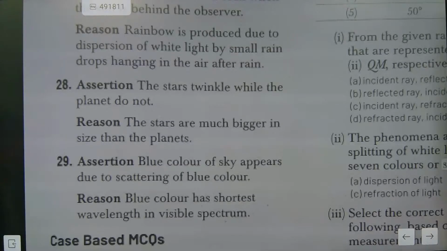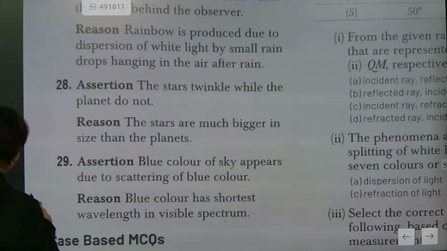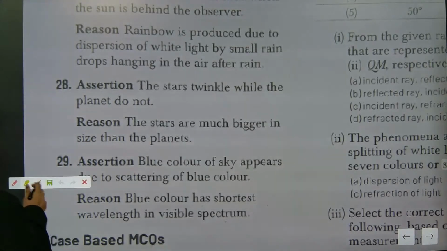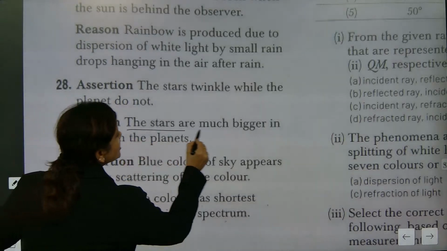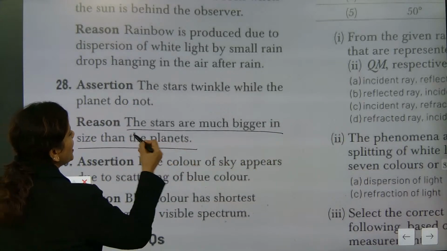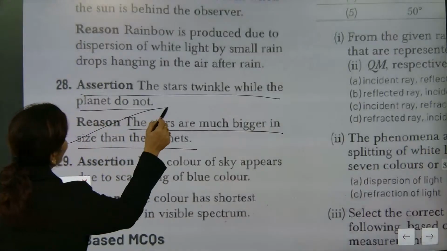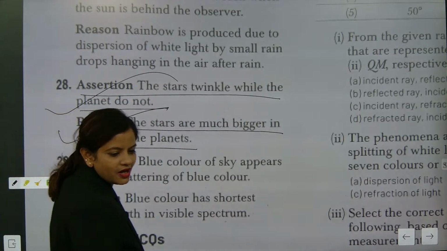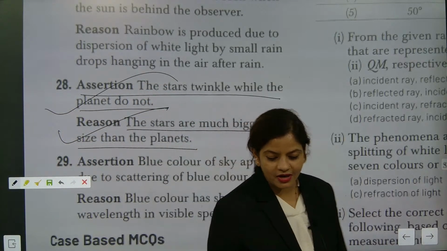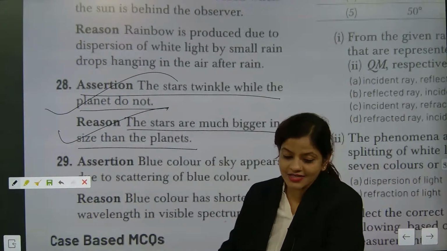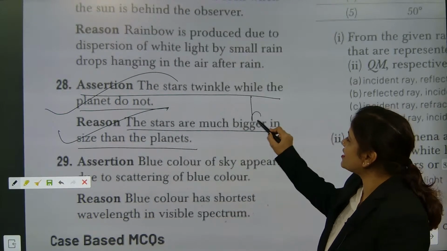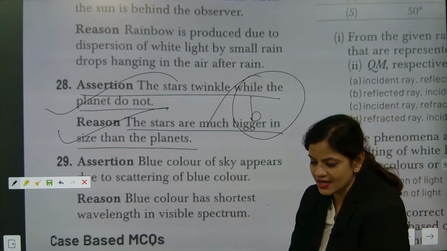Why would C be the correct answer? Yes, the reason is not wrong. The stars are much bigger than the planets. It's a true statement. The star twinkles while the planet does not. This is also a statement, and they are both true statements. So what is the correct answer? The correct answer here is B.